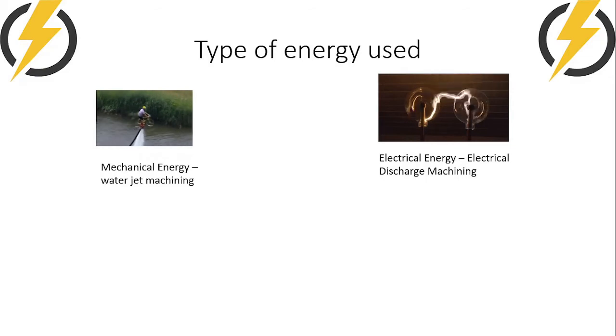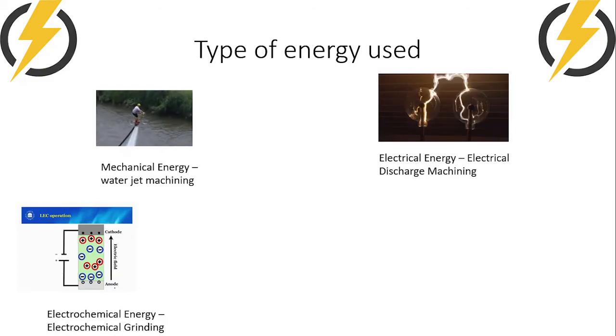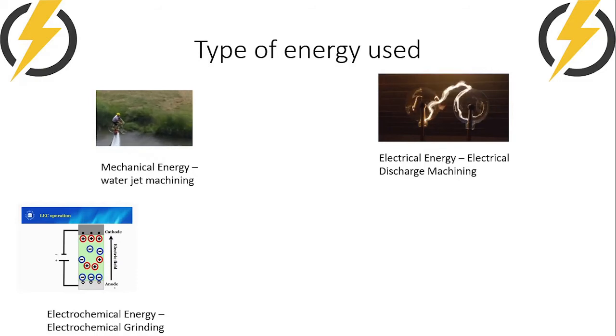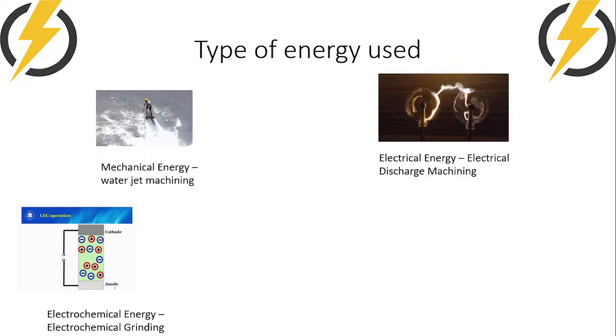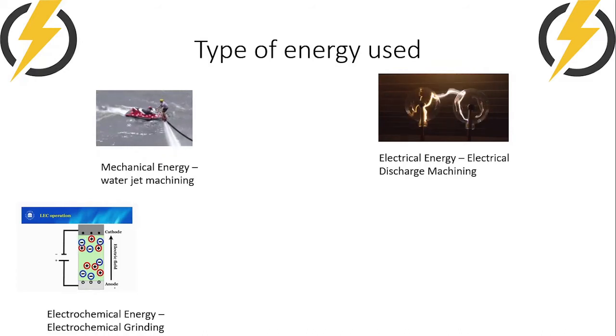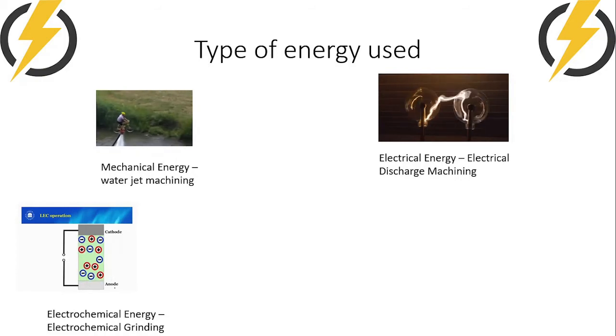Because of the produced spark, we can remove the material from the workpiece surface. So electrical discharge machining utilizes electrical energy, and electrochemical energy is also utilized. Here the positive ions and the negative ions are available. The positive ions are called cations, so cations and anions are available. By the transfer of the ions from anode to cathode, we can remove the workpiece material. So this kind of energy is also utilized in machining processes.